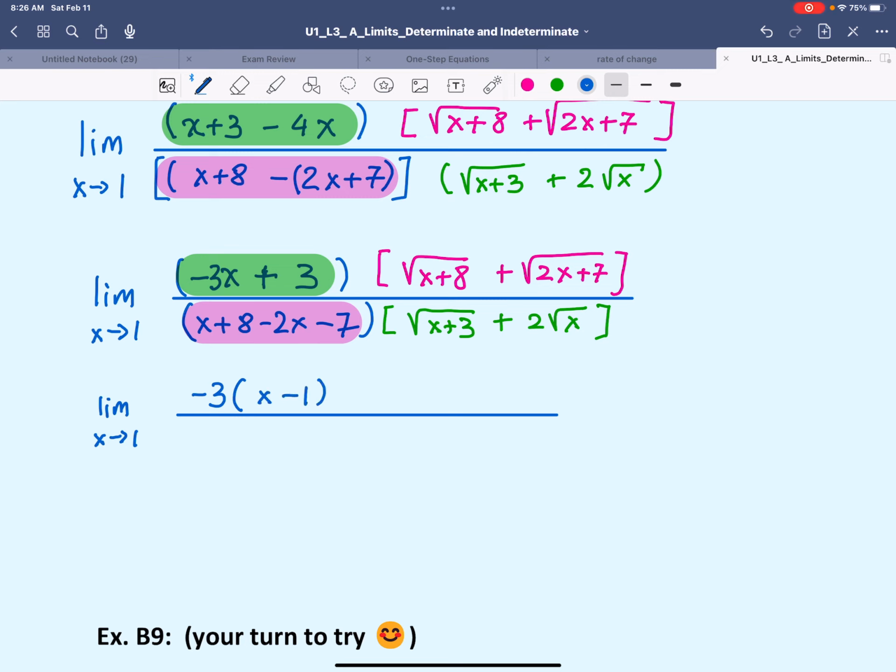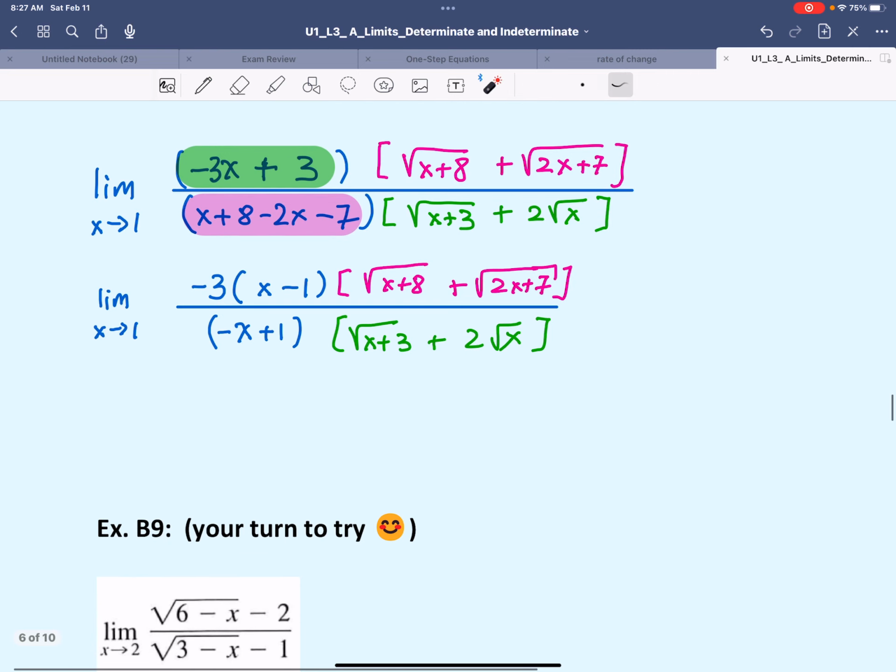And take a look at the denominator. We have x minus 2x, negative x, and 8 minus 7 is plus 1. So that will stay in brackets. It goes together. And again, I'm going to rewrite the part that doesn't change. Root of x plus 8 plus root of 2x plus 7 divided by root of x plus 3 plus 2 root x. And here we go.